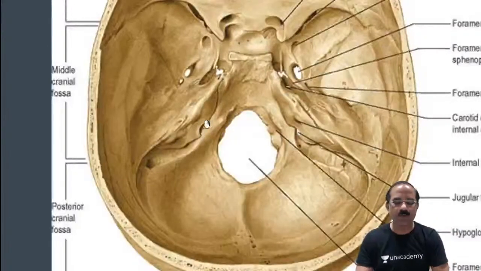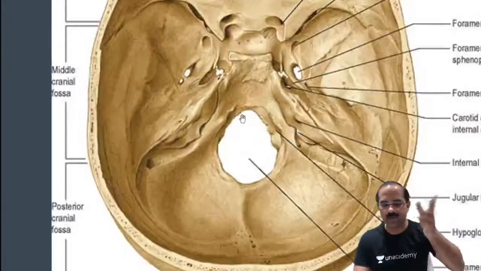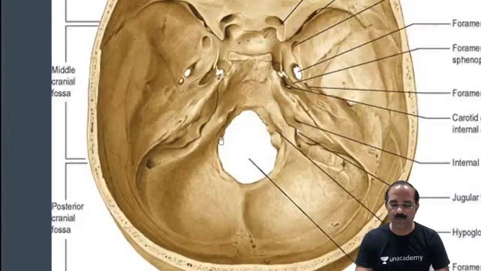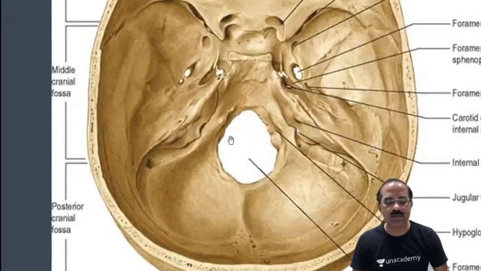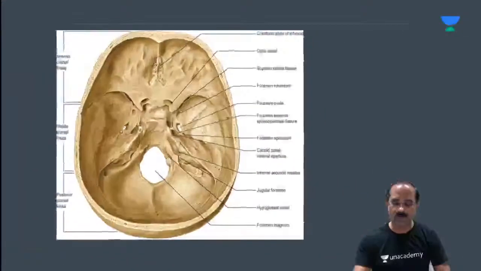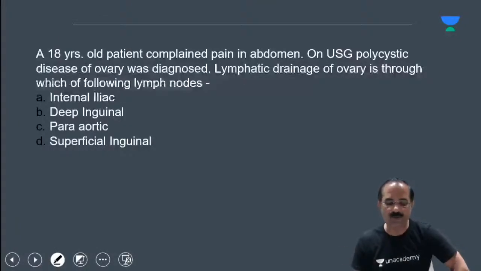What is this big foramen? Jugular foramen. That's the jugular foramen. It has 3 compartments. Just go through it. And that's the foramen magnum. And here is the hypoglossal canal. On both the sides is the hypoglossal canal. Right? So that's about the skull. Chalo, we'll go to the next MCQ, students.